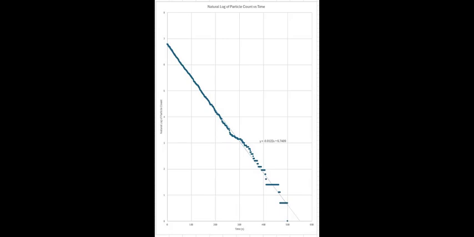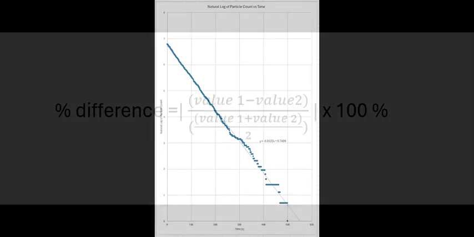Plotting these natural log of nuclei values on the y-axis against the corresponding time on the x-axis should yield a linear relationship. Fit a line to the data and have Excel provide an equation for that fit. The equation of this fitted line contains the decay constant lambda. From there, you can calculate the half-life.